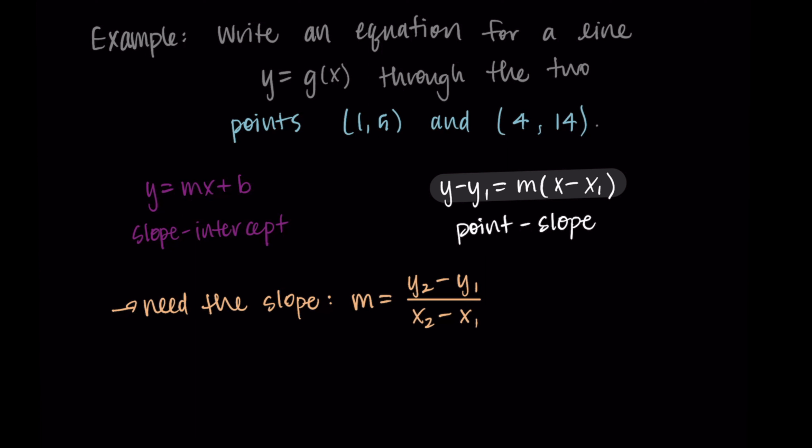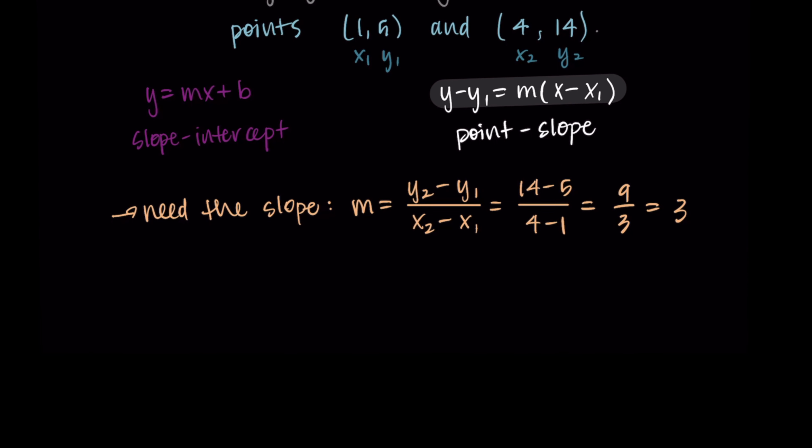So I'm just going to choose (1, 5) as my x1, y1, and (4, 14) as my x2, y2. So when we put this in the formula, I have 14 minus 5, that's y2 minus y1, divided by 4 minus 1, x2 minus x1. This simplifies to 9 divided by 3, which is equal to 3. So my slope is 3, and that will go in my equation of the line for m.